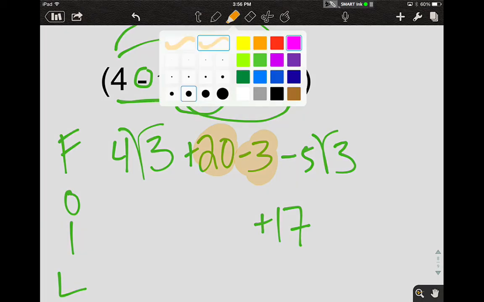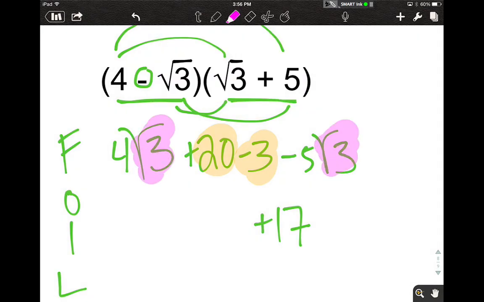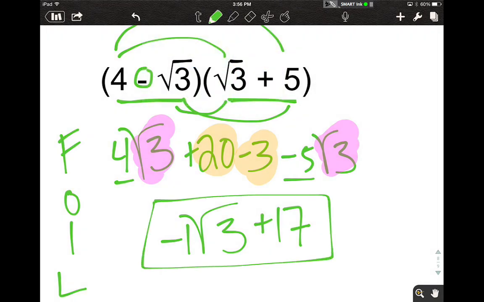Are they like terms? They really are, because I have the square root of 3 and the square root of 3. So 4 minus 5 would be negative 1 times the square root of 3. Okay? And it looks to me like that is my final answer.